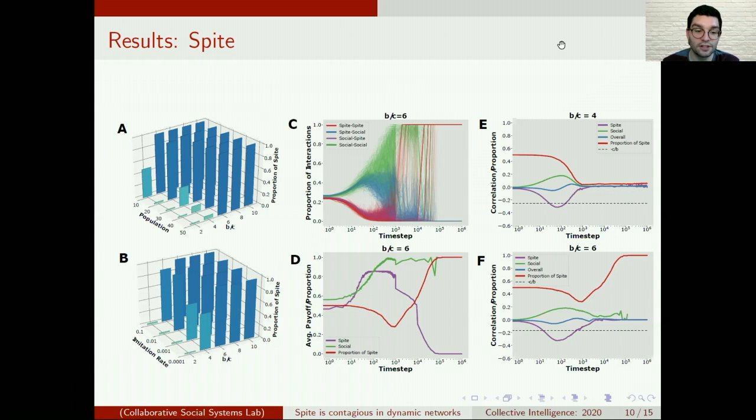B shows us varying over different imitation rates, and again, basically the same outcome. If the B over C value is large enough, then spite becomes the norm in the population.